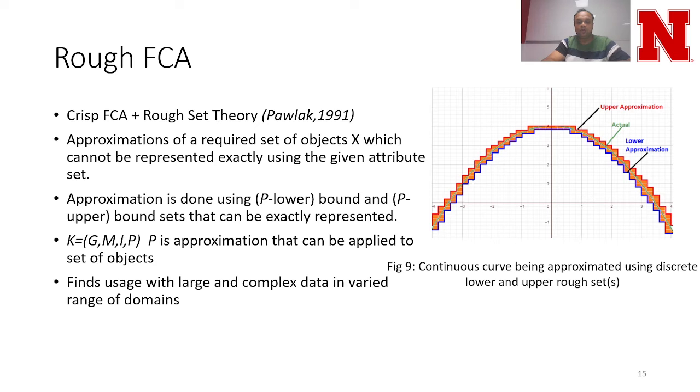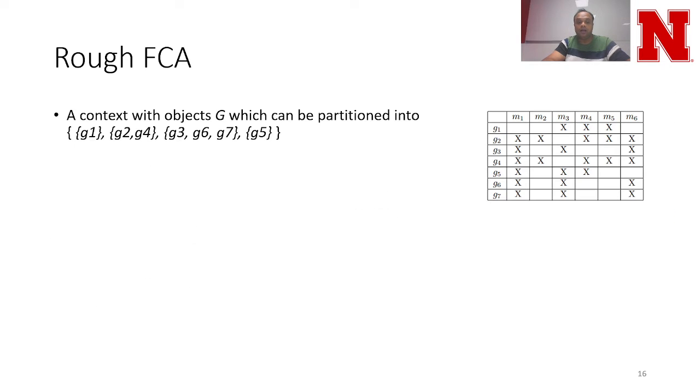So this is also an important extension which is used in large and complex data. And so here is an example. Let's say we have this context of 7 objects and 6 attributes, which if we notice can be partitioned into G1, G2, G4, G3, G6, G7, and then G5, 4 sets. If we draw the lattice structure, or if we just notice, we will see that these objects basically have the same set of attributes. G3, G6, G7 will form a concept. G2, G4 will form a concept.